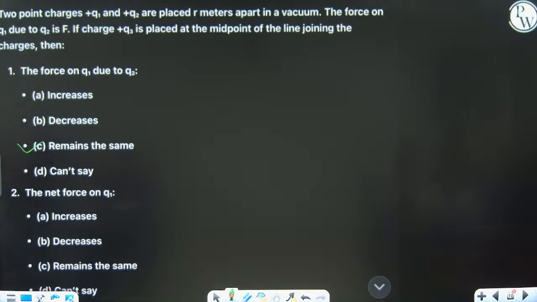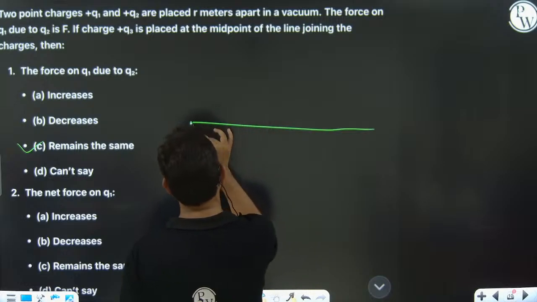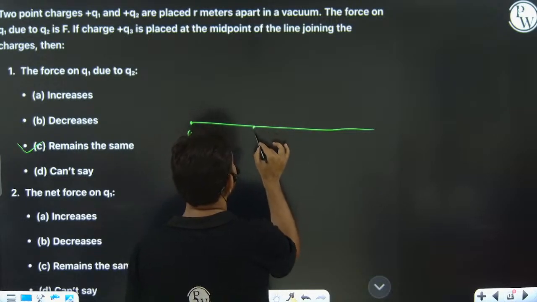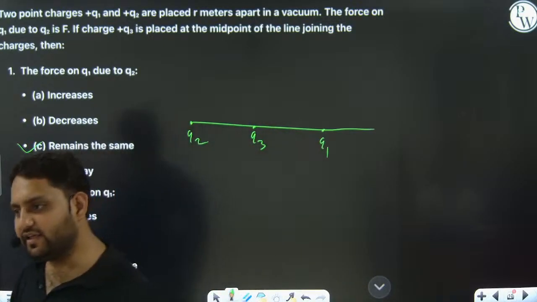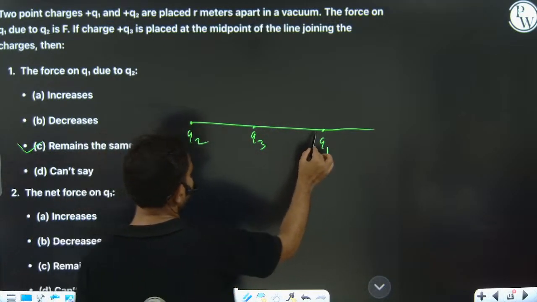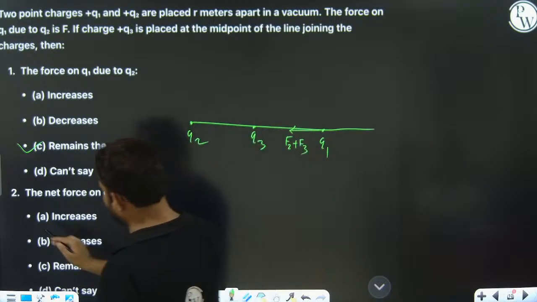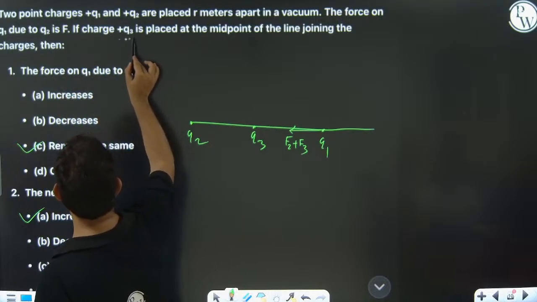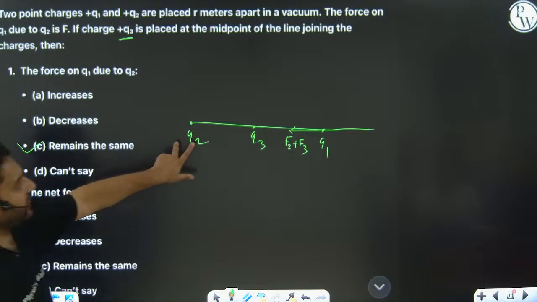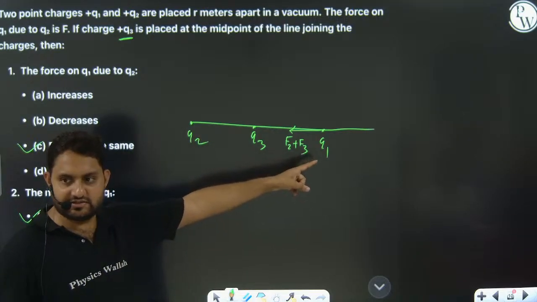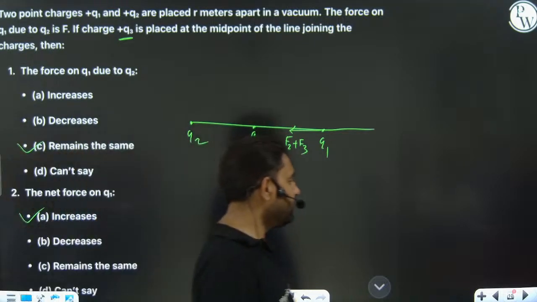there the third charge is also included, exactly in between them, like this. Increase or decrease? This is Q2, this is Q3, and this is Q1. So increase or decrease? Increase. Because two forces are acting now, F2 and F3. It will increase only if Q3 is a positive charge or the same charge as Q2. If the charges of Q2 and Q3 are the same, then it will increase. If they are opposite, then it will decrease. It depends on the nature, but here we are assuming that they are positively charged only.